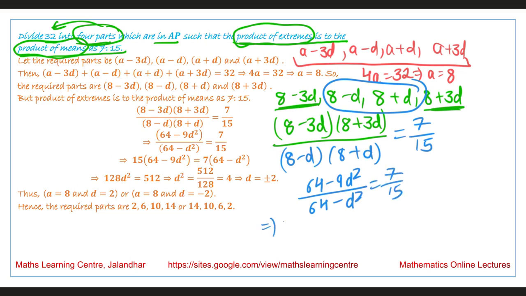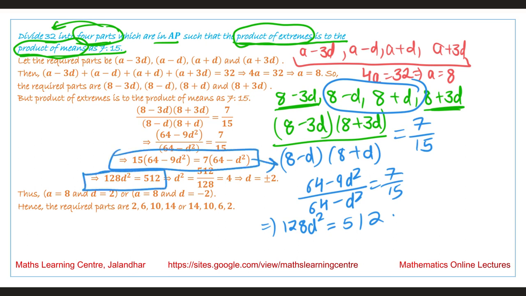So this implies 128d squared is equal to 512. These are the calculations that you can see over here, and the answer we are getting is 128d squared is 512. So this implies d squared is equal to 4. So d is equal to plus or minus 2. So finally what we have obtained is that the value of a is 8, and the value of d is plus or minus 2.